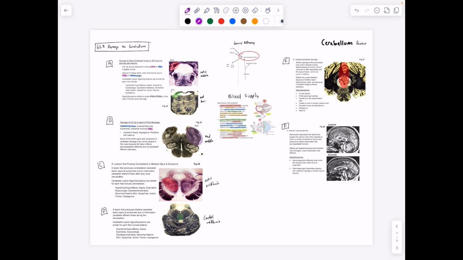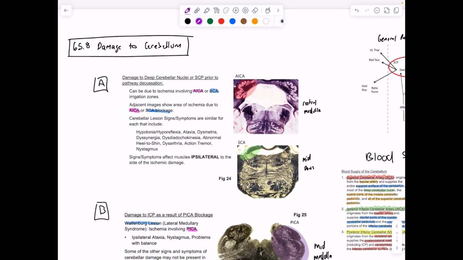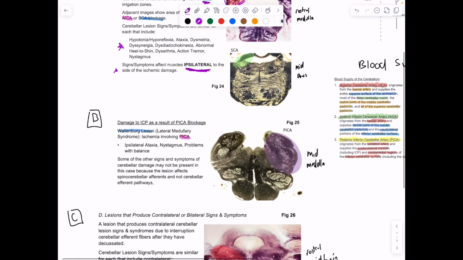And so let's take a look. We have damage to the deep cerebellar nuclei, or SCP. We know that this is going to be AICA or SCA, superior cerebellar artery. So this one does most of it. And so this is damage here, and that would appear to be the dentate nucleus. And so cerebellar signs are similar for each, and that includes all of those. And they are going to affect ipsilateral to the side of the ischemic damage.